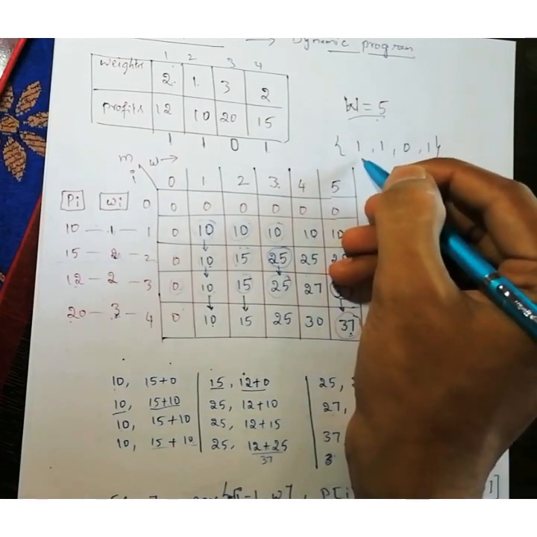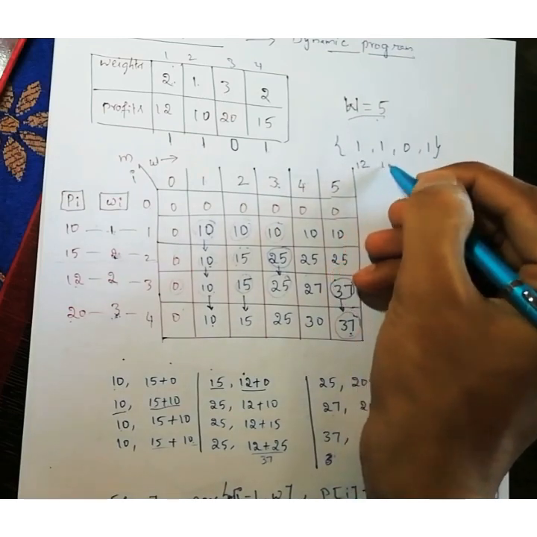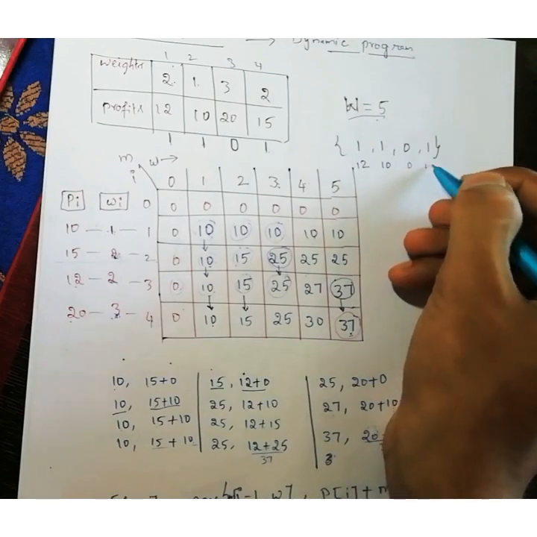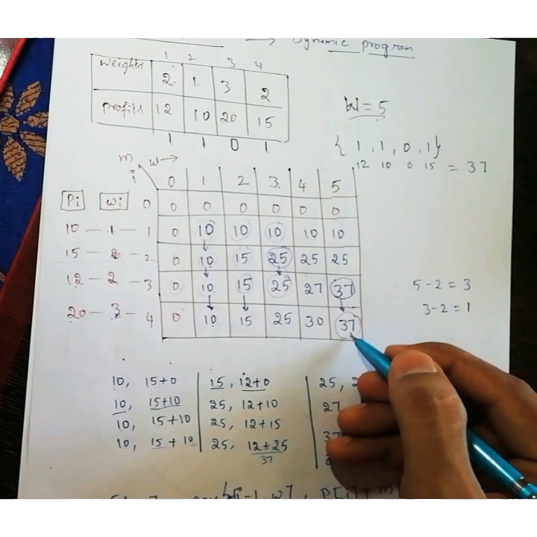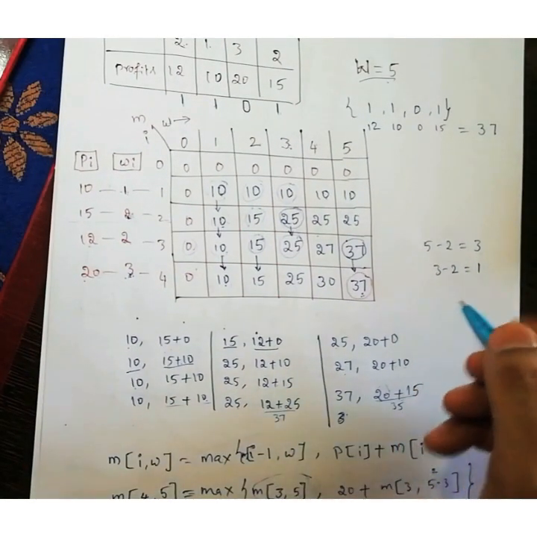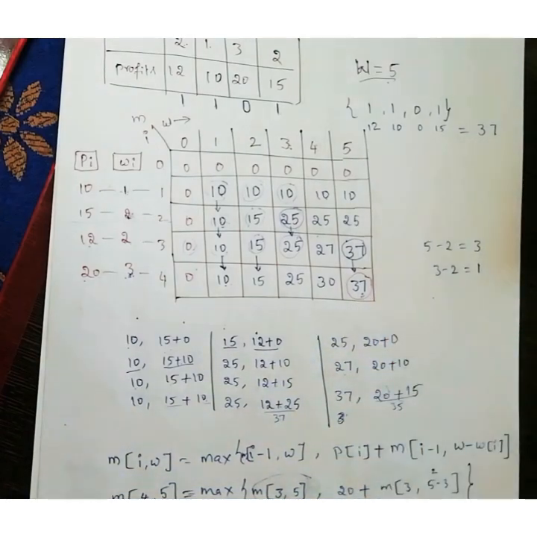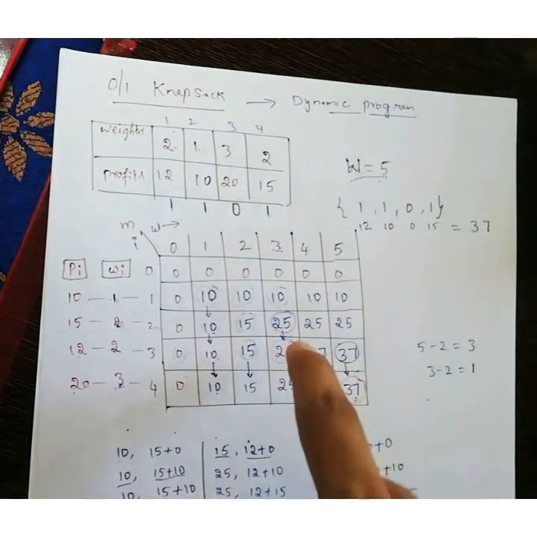So what is the profit? 12, next 10, 0, 15. What is the total profit I will get? 37, and this I am getting from this. So what is the total profit? 37. That's it. So this is how we are finding maximum profit by using 0-1 knapsack, by using the dynamic approach, that is tabular fashion. Thank you.